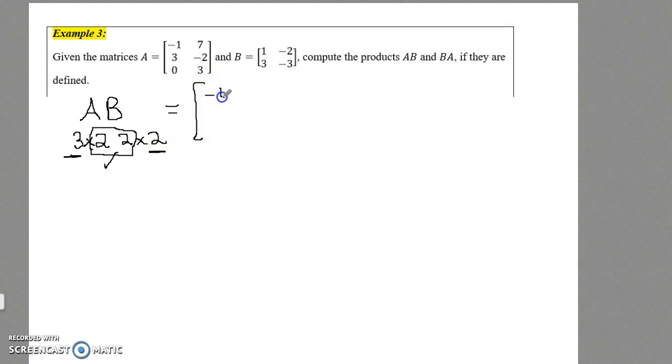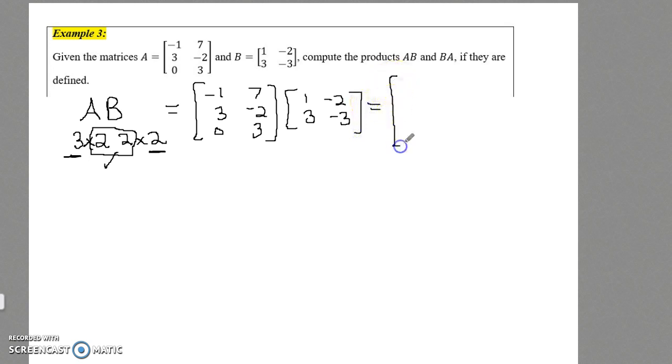So here's the matrix A. First column, negative 1, 3, 0. Second column, 7, negative 2, 3. Times the matrix B. And I know that the result is going to be 3 by 2, so it's going to have 3 rows. So I'm going to put 3 blanks here, and 2 columns. So it's going to be this size.